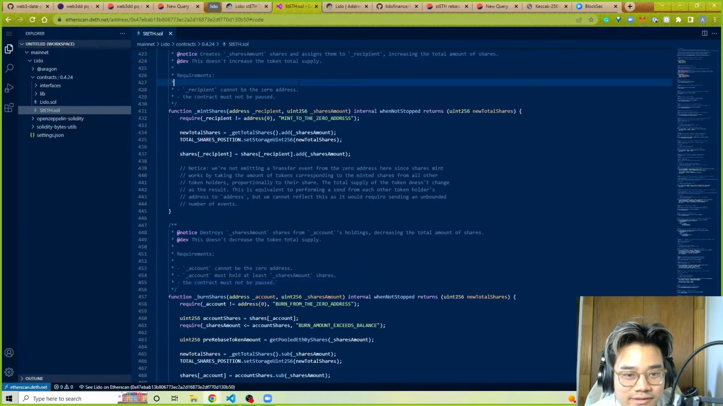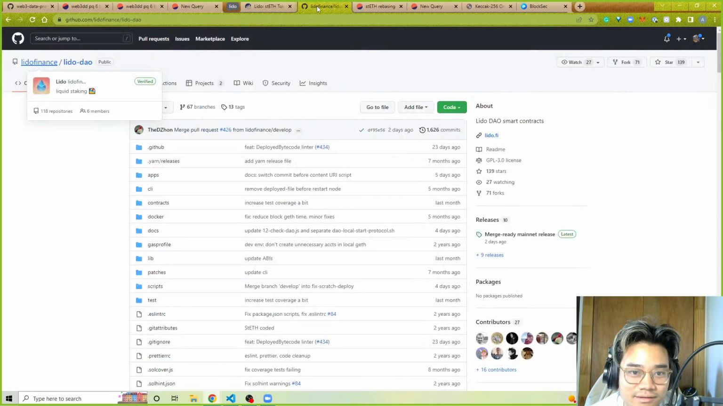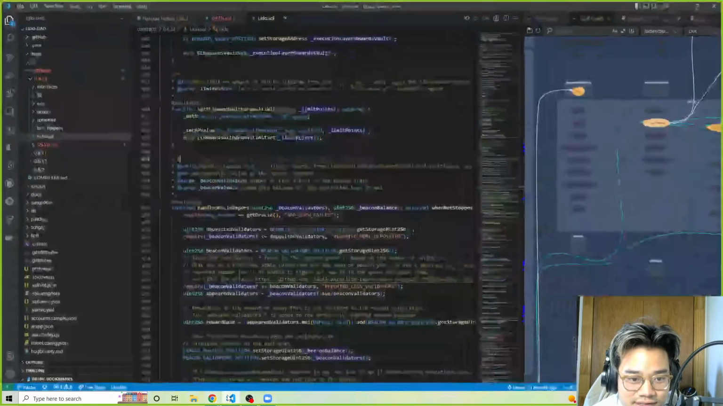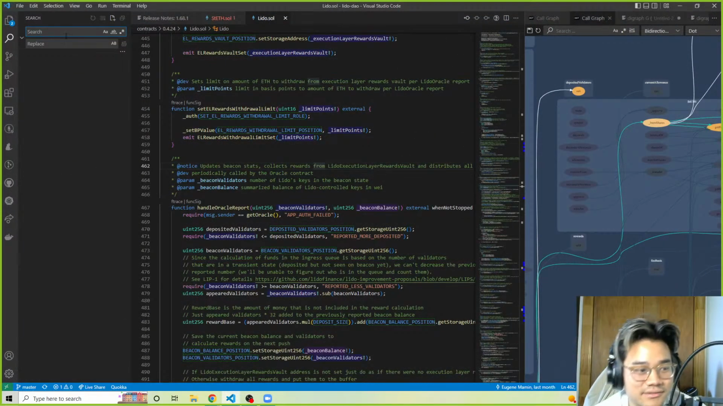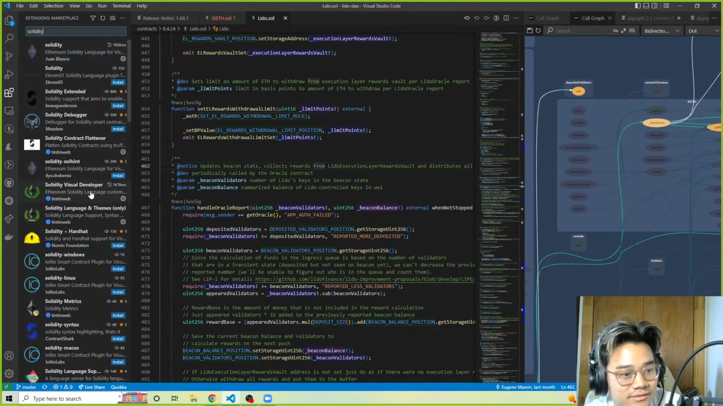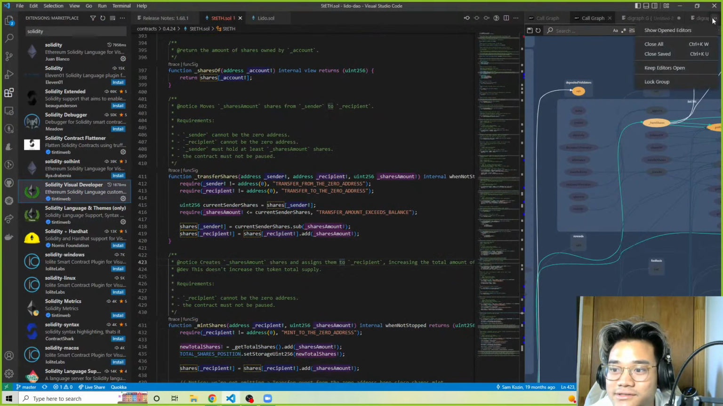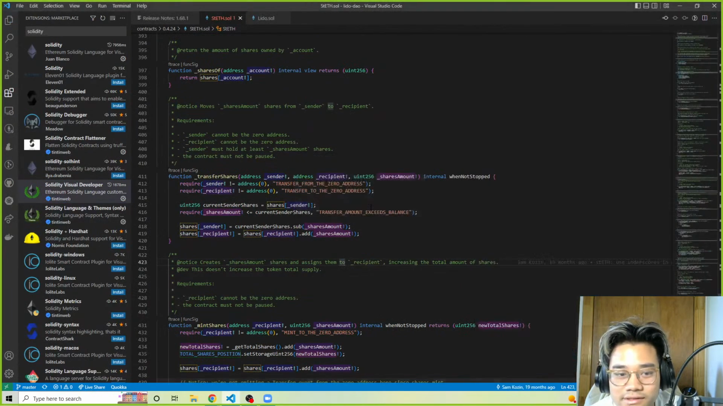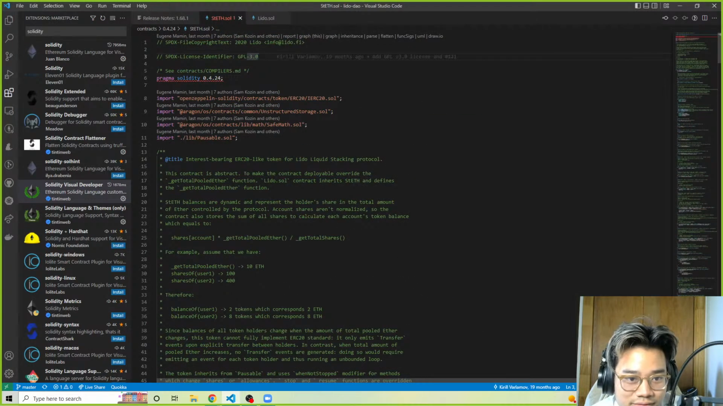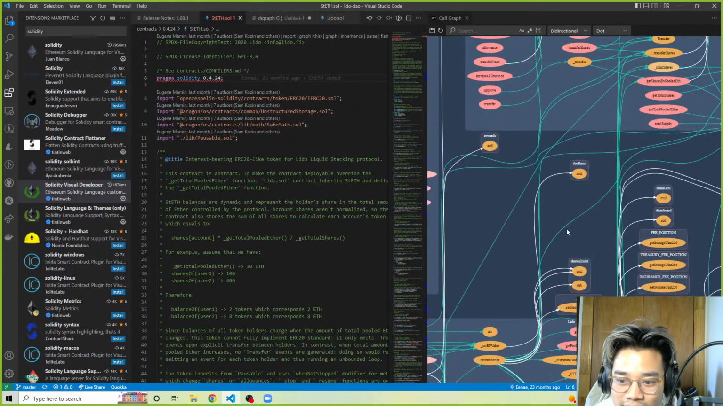I think the best way to explain this, I actually took the LidoDAO GitHub repo and put it into VS Code, because I needed to rely on the Solidity visual developer. All I did to use this tool, once you have it downloaded and you've forked the repo, is click graph instead of graph this. Remember, graph this is just the contract itself, but graph is the whole repo.